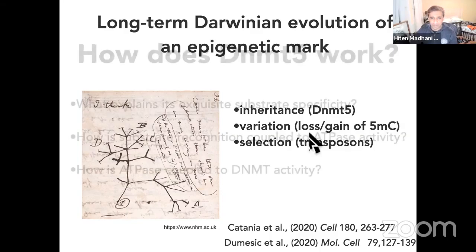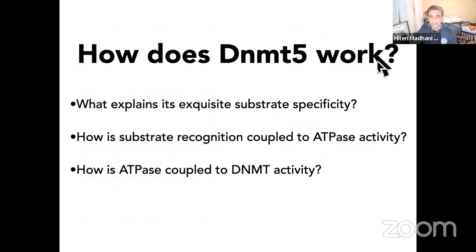But what I'll share with you now is some unpublished data on how DNMT5 as an enzyme actually works. And the questions are, what explains its substrate specificity? It's extremely specific for hemimethylated DNA. How is this substrate recognition coupled to its ATPase activity? And how is this ATPase activity then coupled to the DNMT activity? We don't have all the answers, but we have some hints.